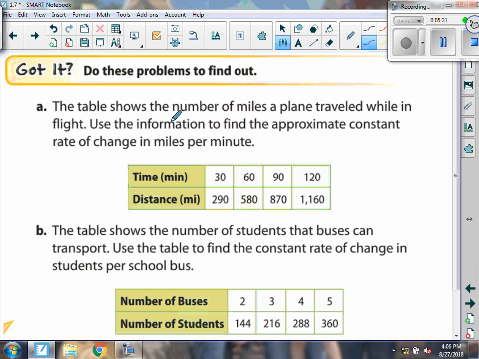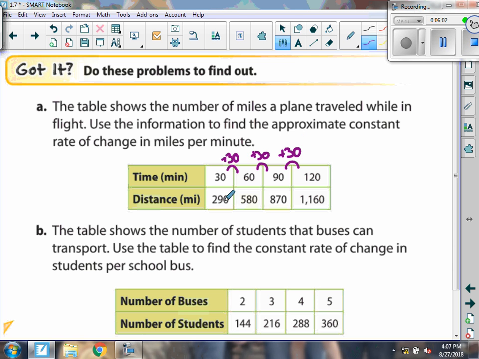Okay, the table shows the number of miles a plane traveled while in flight. Use the information to find the approximate constant rate of change in miles per minute. Okay, so let's find the difference between our times. From 30 to 60, that's plus 30. 60 to 90 is plus 30. 90 to 120 is plus 30.